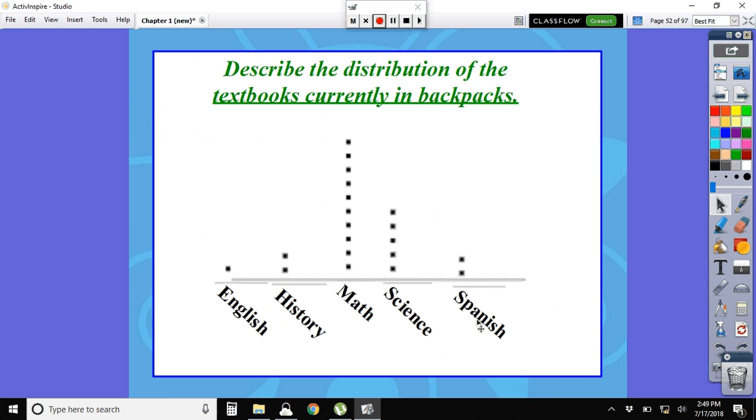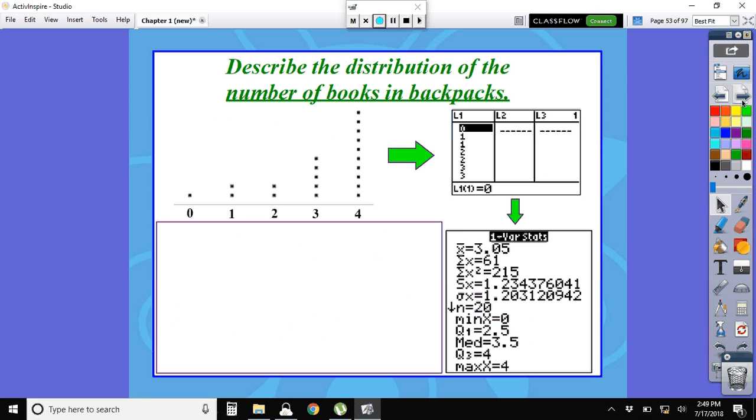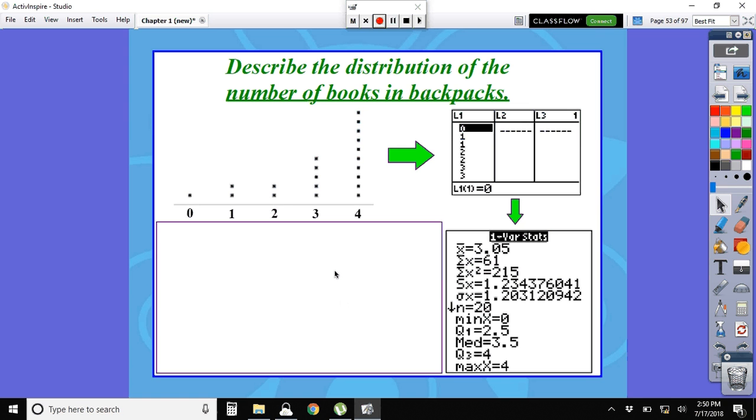You can't do it with categorical, because really with these categories, I could switch this math around anywhere I wanted to, and now all of a sudden, amazingly, it takes on a different shape. So you can't describe the shape of a categorical set of data. It's just not possible. So let's change this ever so slightly. Let's change the textbooks that are in the backpack to the number of books. So who cares how many math or science or Spanish textbooks there are in the book bag? Let's just talk about the number of books.